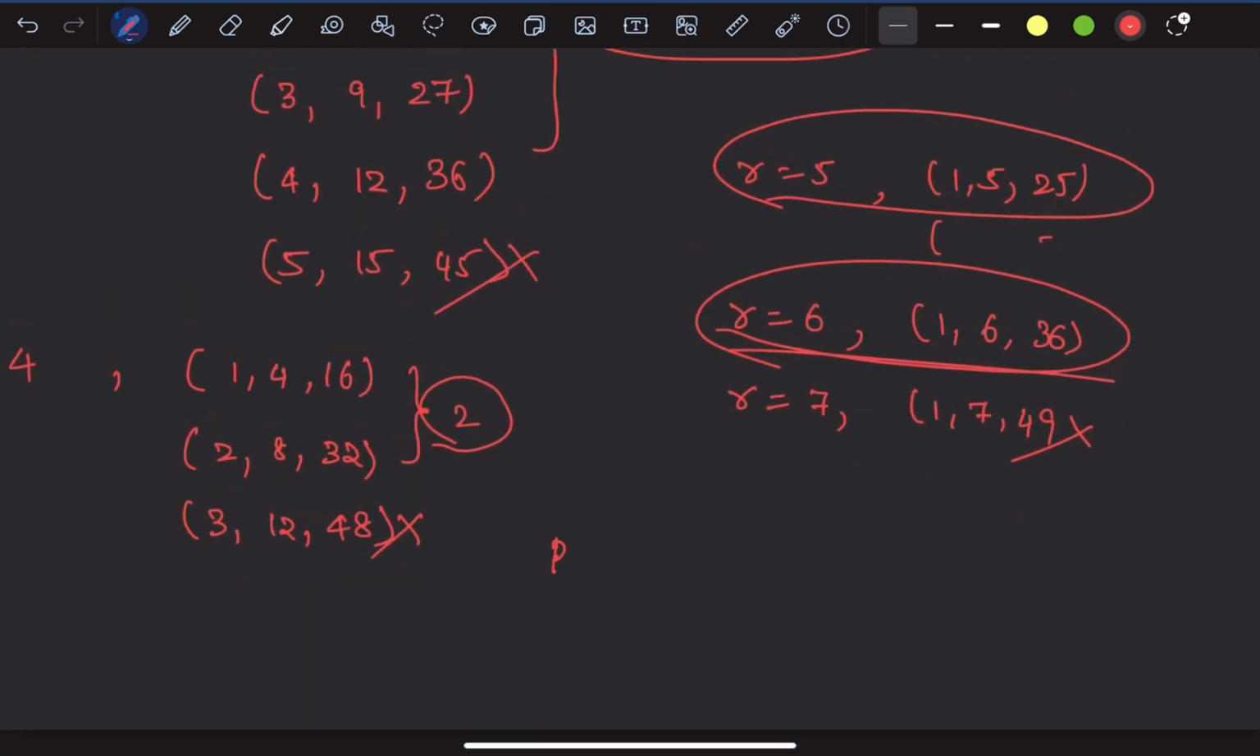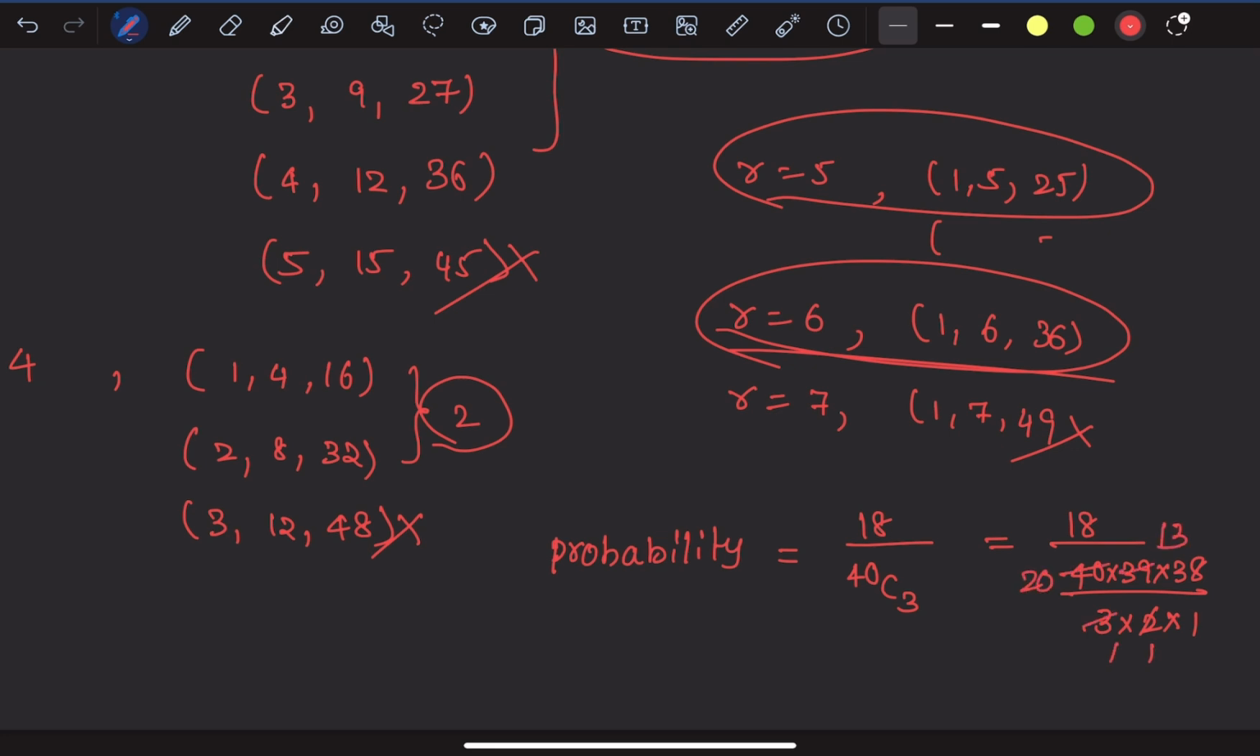So probability will be 18 upon 40C3. So 18 by 40 into 39 into 38 by 3 into 2 into 1. So cancelling, you have 18 by, so this will be 2 9s, 2 10s. Alright.